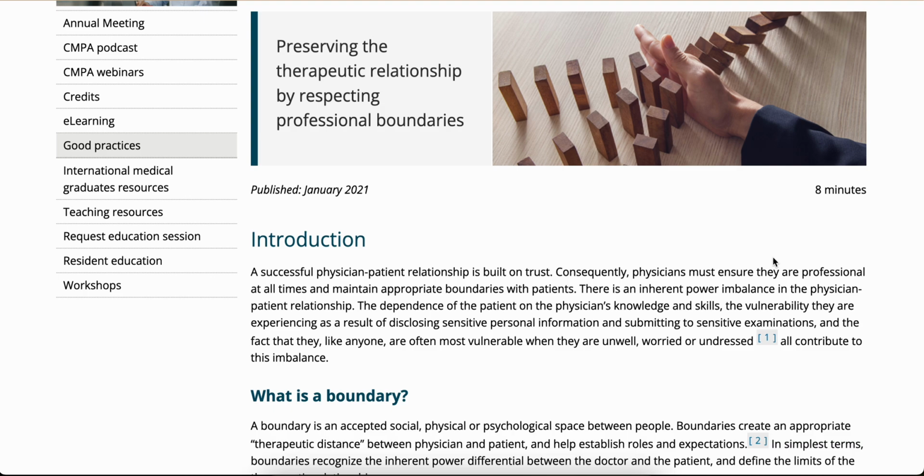A successful physician-patient relationship is built on trust. Consequently, physicians must ensure they are professional at all times and maintain appropriate boundaries with the patients. There is an inherent power imbalance in the physician-patient relationship: the dependency of the patients on the physician's knowledge and skills, the vulnerability they experience as a result of disclosing sensitive personal information and submitting to sensitive examination, and the fact that they, like anyone, are often most vulnerable when they are unwell, worried, or undressed, all contribute to this imbalance.